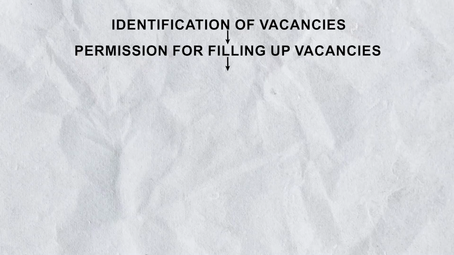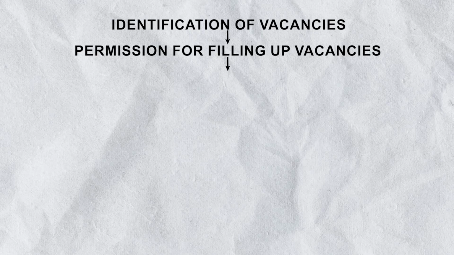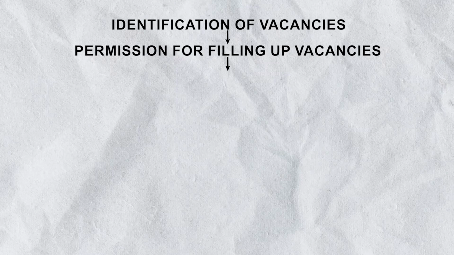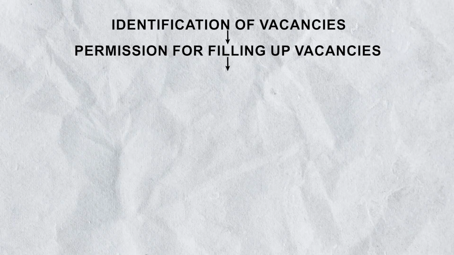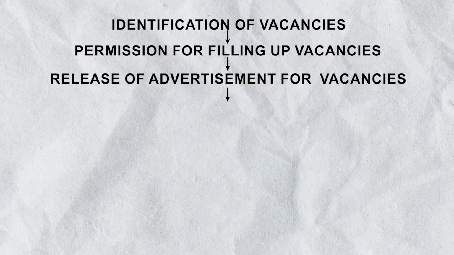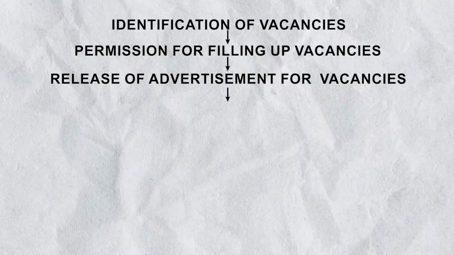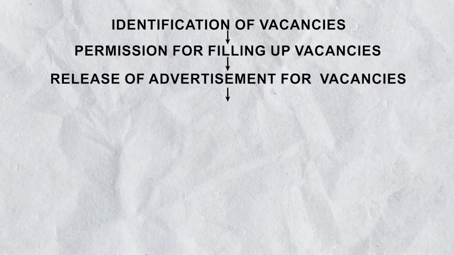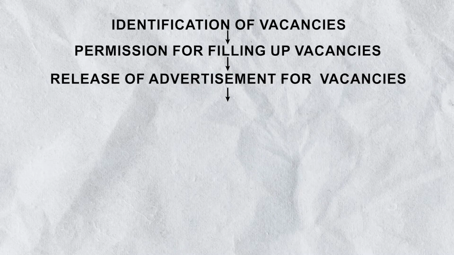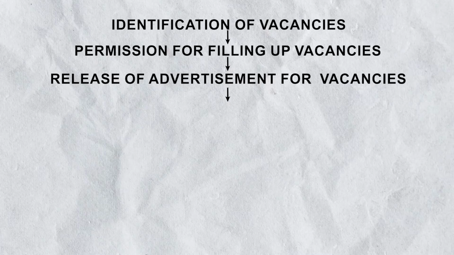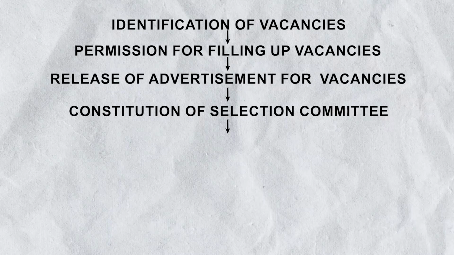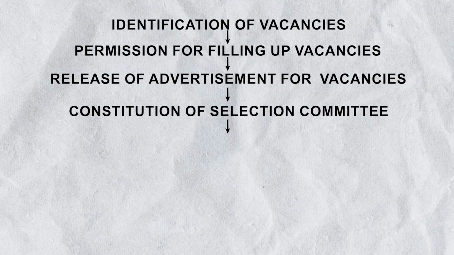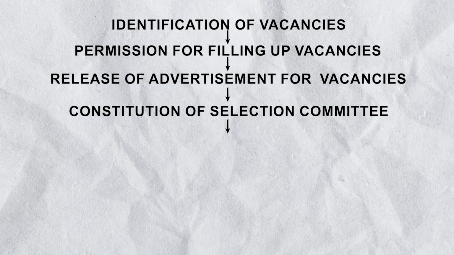The next stage is permission for filling up vacancies. The competent authorities will permit filling up of vacancies within 30 days from the date of sending the proposal by the HEI. The third stage is release of advertisement for vacancies. The advertisement of the vacant post goes in national dailies, employment news and the institute website, and this has to happen within the next 15 days. The fourth stage is constitution of the selection committee as per the provisions made under the acts, and this will happen in the next 15 days after it is advertised.